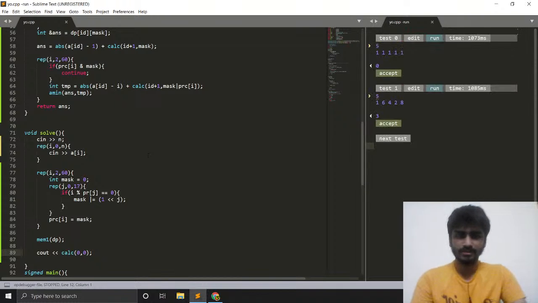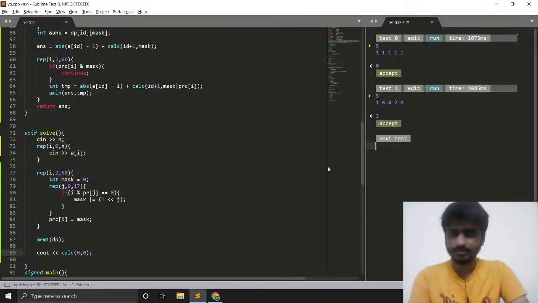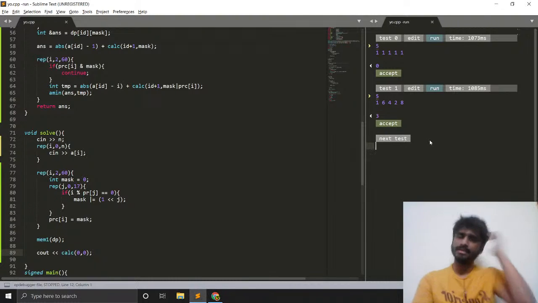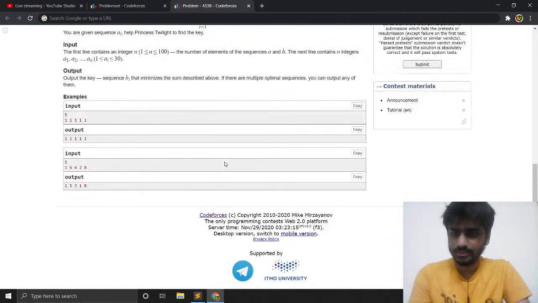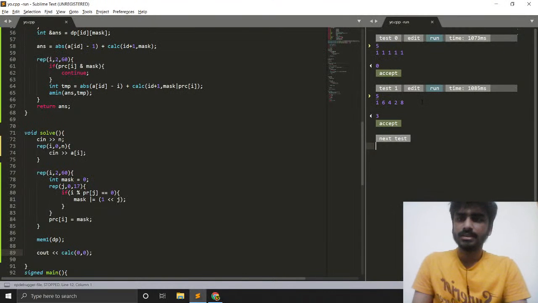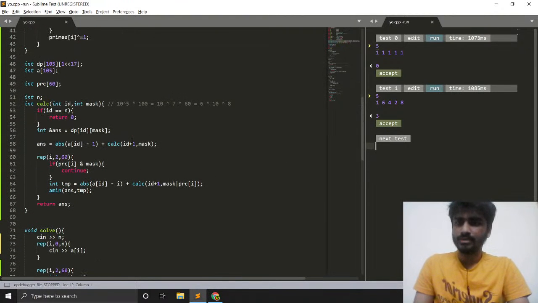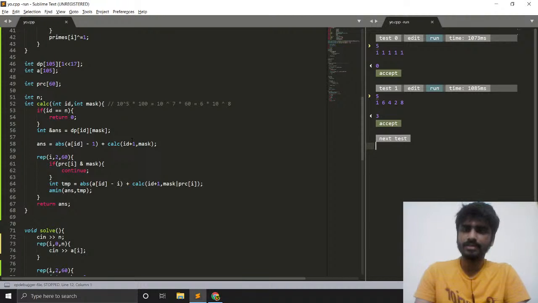Wow. Okay. Oh, sorry. I didn't have to print the answer. The answer is correct, but I had to print the actual sequence. So to do that, I think I'll have to keep the actual choices.